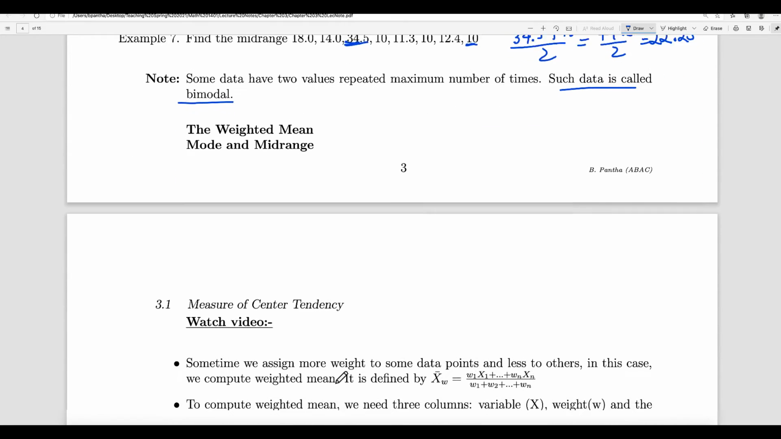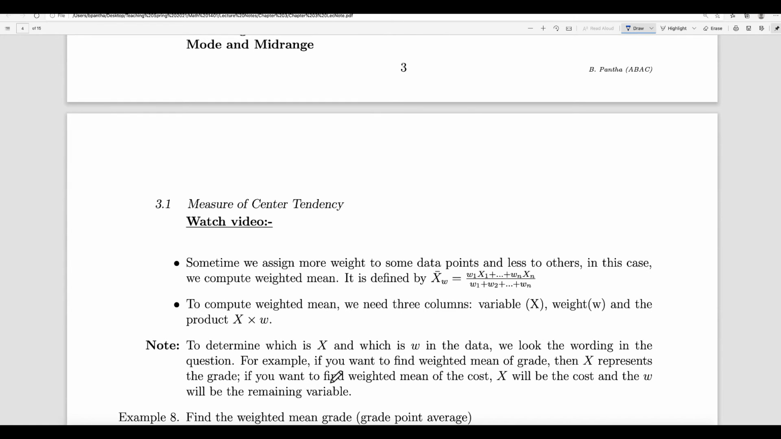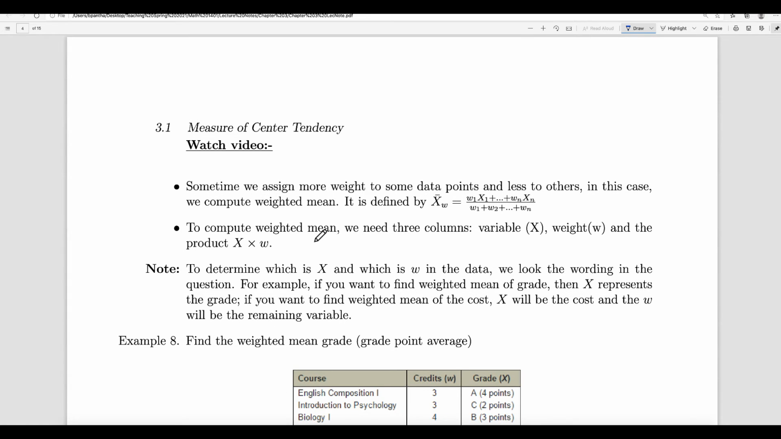All right, so the next is the weighted mean. It is similar to the mean of grouped data, but you will see the weights. Sometimes we assign more weight to some data points and less to others. In this case, we compute the weighted mean. It is defined by x bar subscript w equals w1 x1 plus w2 x2 and so on, divided by w1 plus w2 and so on. To compute the weighted mean, we need 3 columns. We will have x and w given by the question. The next thing we have to do is x times w.